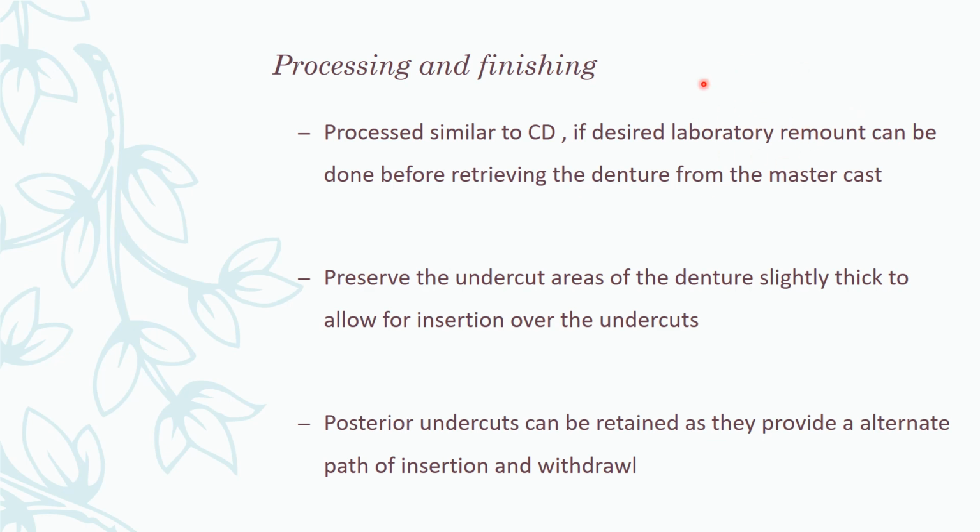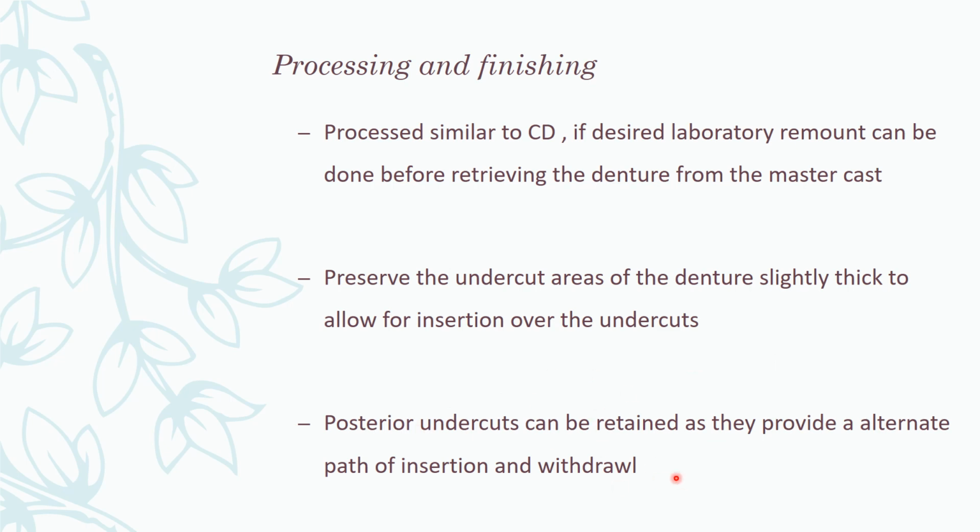Okay, so lab remount, when we covered the last lecture of relining, rebasing, and denture repair, we had talked about it. Okay, guys, so lab remount can be done. It's a way of relining, rebasing our denture. So we have to preserve the undercut areas of the denture slightly thick to allow the insertion over the undercuts. Again, you have to be careful around the undercuts. And you have to have a straight line path of insertion, otherwise you will not be able to fit in the prosthesis.